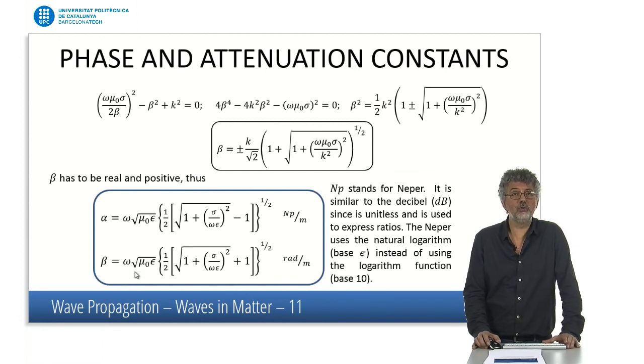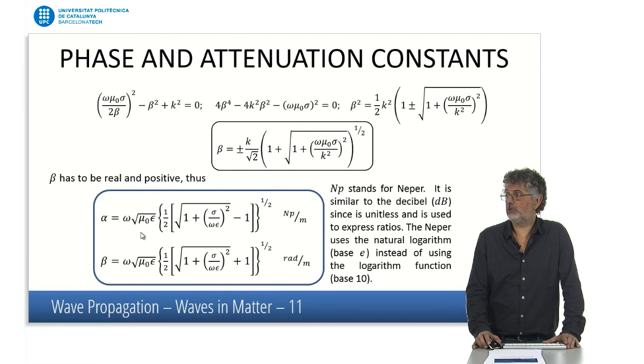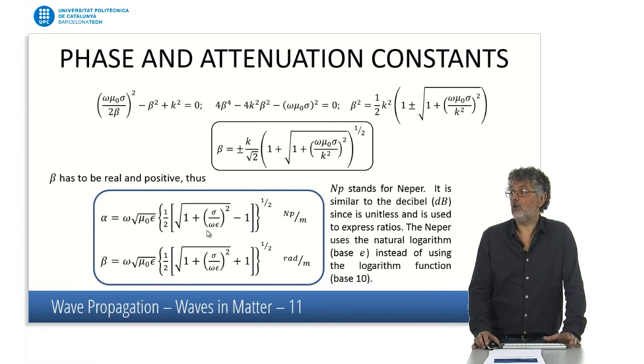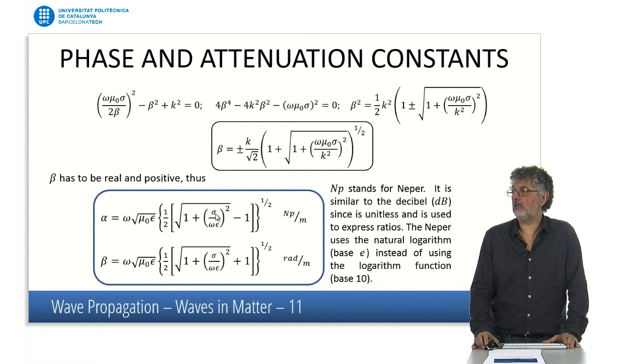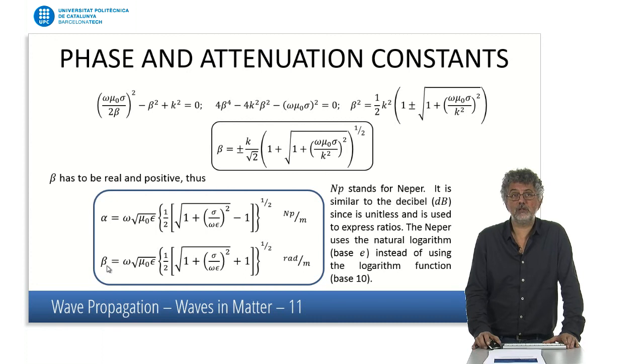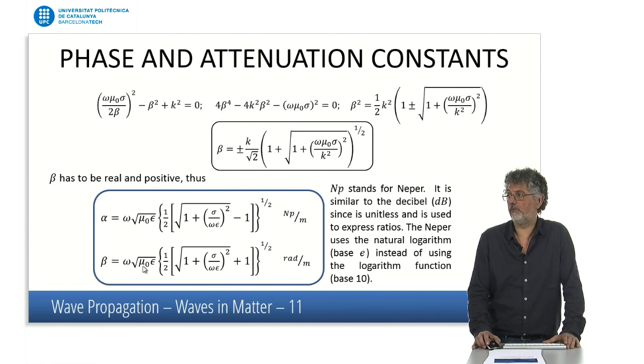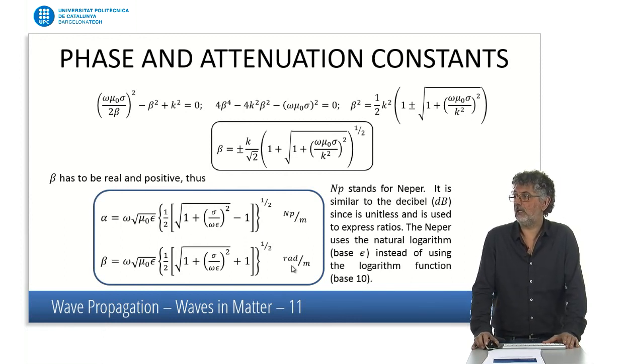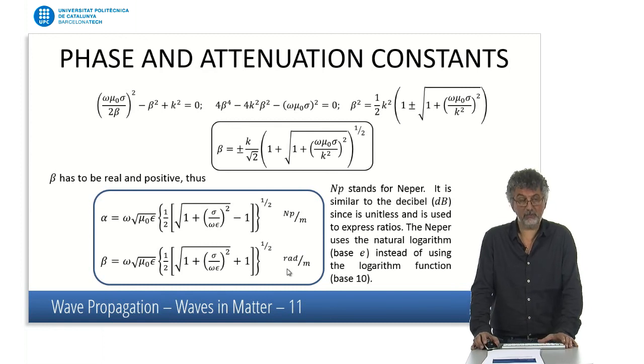Which are those two? The attenuation constant has this expression. Notice that if the conductivity is 0, alpha is 0, and this is the expression of the phase constant, beta, and notice that in that case, if sigma is 0, then beta equals the wave number k, which is omega square root of mu epsilon. The units: alpha has units of nepers per meter, and beta has units of radians per meter.